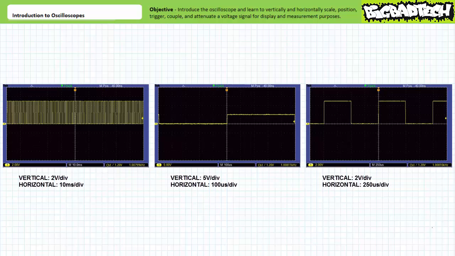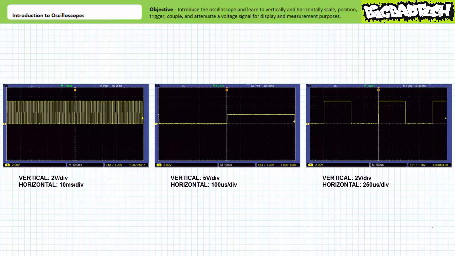The second one has a vertical sensitivity of 5 volts per division and a horizontal sensitivity of 100 microseconds per division. Note the waveform seems pretty squat and barely fits one cycle on the screen. If our first attempt was the equivalent of taking a picture of a crowd of people, this would be equivalent to taking an extreme close-up of one of the people in the crowd.